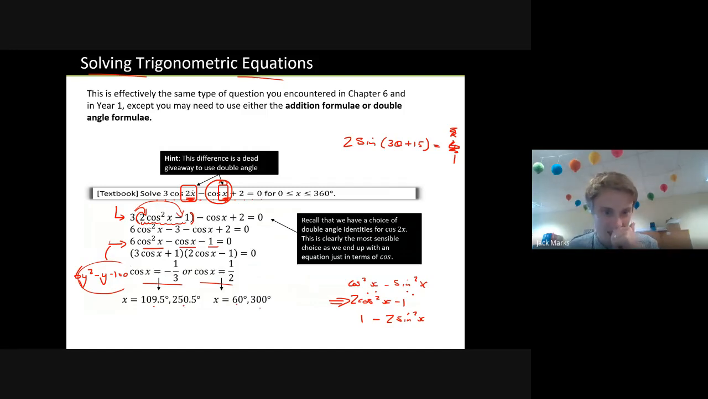So the important part is really noticing that 2x and x means you need to do something with 2x. And then before you jump in, think carefully about whenever you have cos of 2x, asking yourself which one is the best one to use.